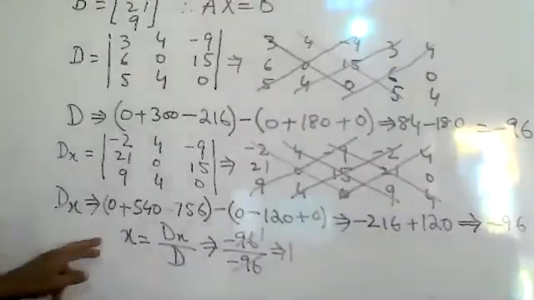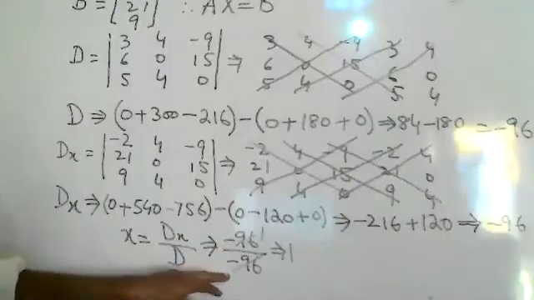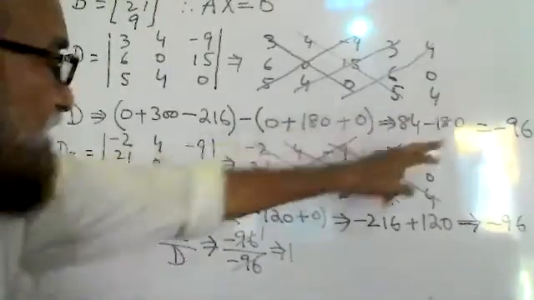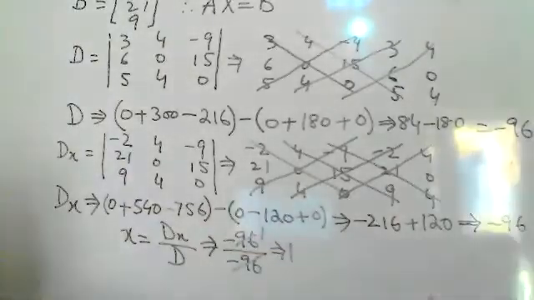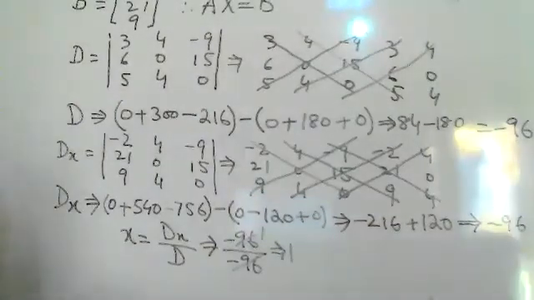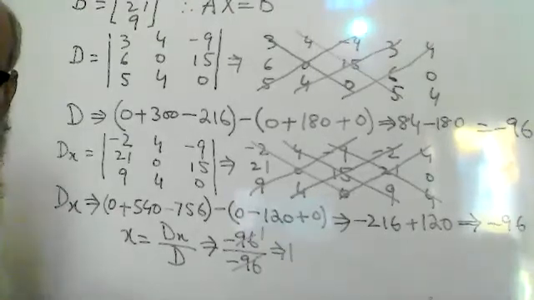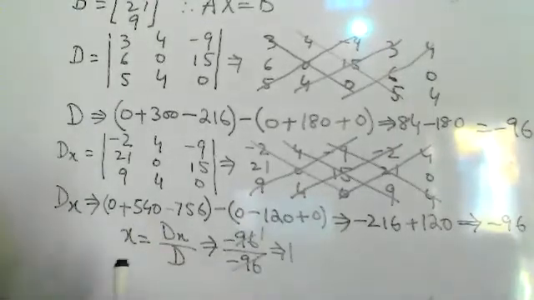Then x will be equal to dx upon d, minus 96 upon minus 96. D is minus 96, dx is also minus 96. Both are divided, the answer is 1. So x will become 1. In the same way, we will find the value of y and the value of z.